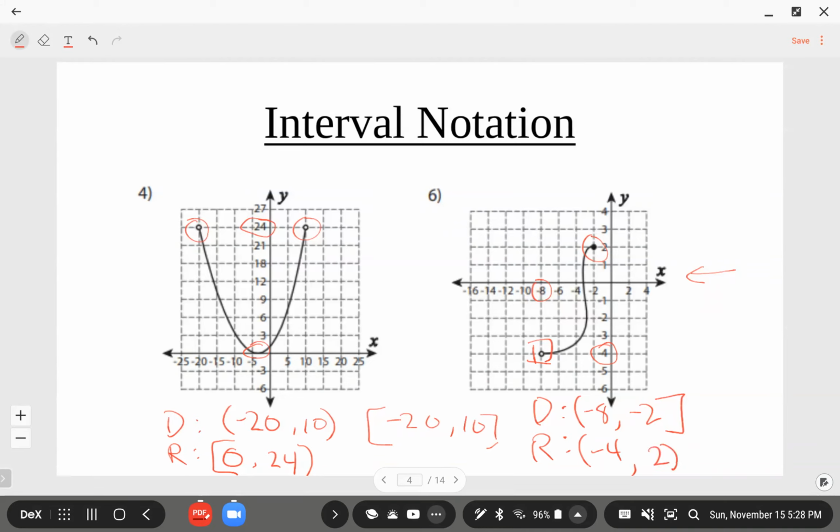But okay, I did it wrong here. That is not a parentheses. That is a square bracket because this point right here is a closed circle, right? It's a closed circle. So that means that this range value right here is on the graph. Okay, this point right here is on the graph. That's why we use square brackets at the end.